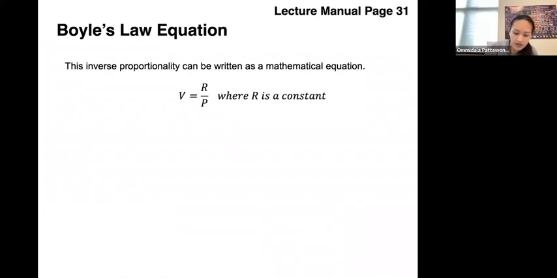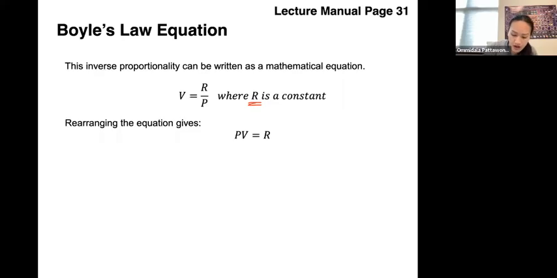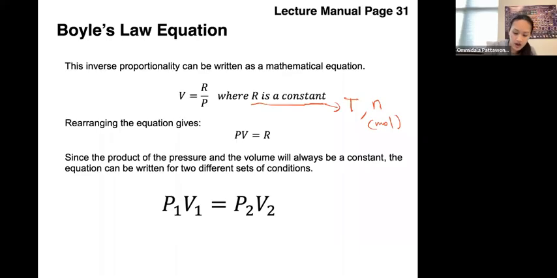So in this case, R is going to be the constant. And as I mentioned before, the things that stay constant in this case are temperature and number of moles of gas. N is the number of moles of gas. Let me write that down real quick. So this R, which is constant, is determined by the temperature and number of moles of gas. If I rearrange the equation, we get PV equals R, which is the constant. So the constant is going to stay the same. Therefore, if you have a different condition, you can set them equal to each other through that constant.